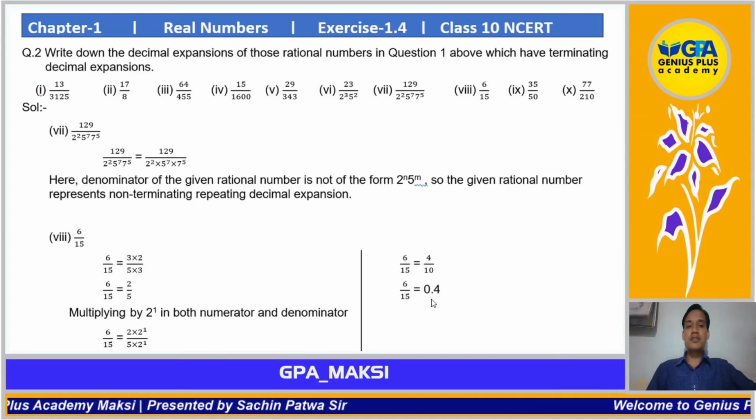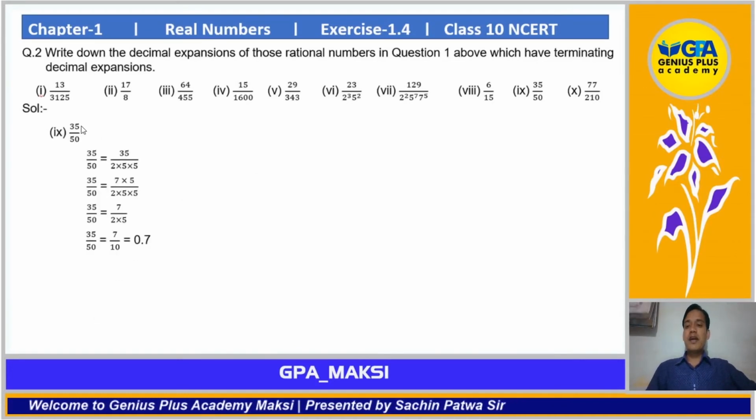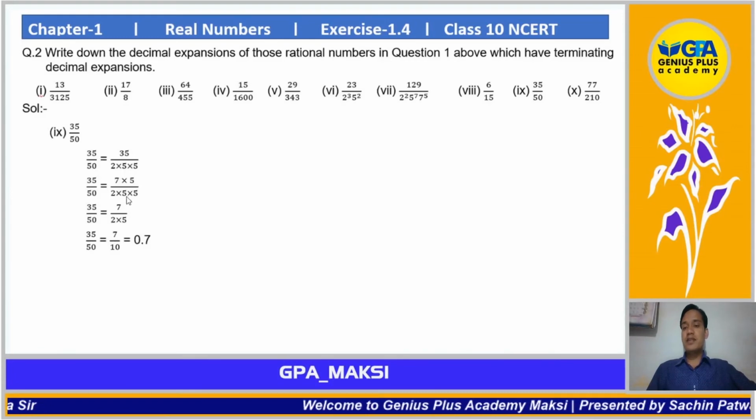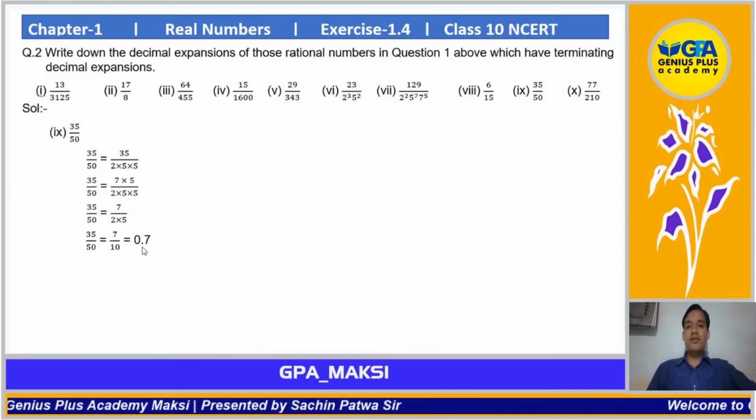Our next question is question number 9, 35 by 50. So we can write 50 in the form 2 into 5 into 5 and 35 in the form 7 into 5. 5 and 5 cancel, so we get 7 by 2 into 5. 2 into 5 is 10. So 7 by 10 is 0.7. Pause the screen and note it.